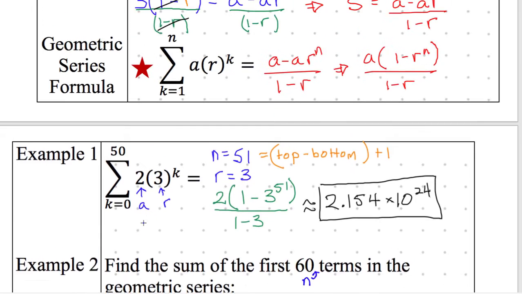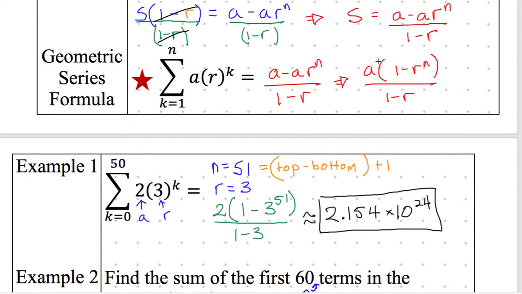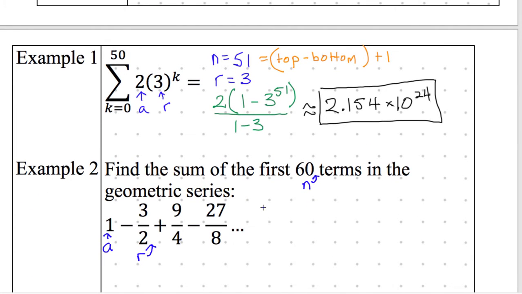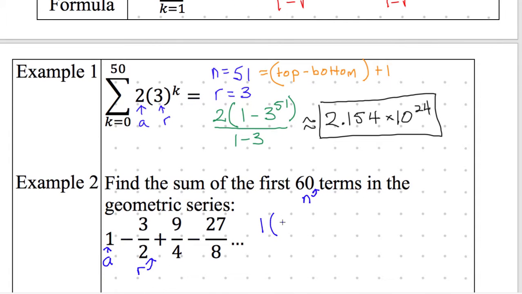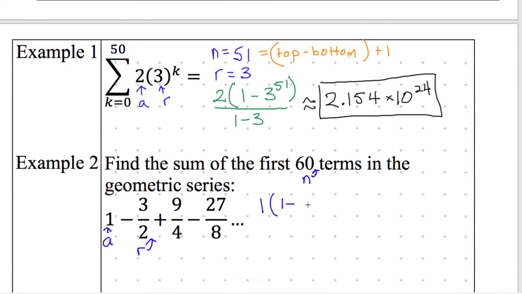All right, so we're using our formula. I'm pulling out the a. So I have 1. That's my a, and it's going to be times 1 minus this common ratio, which is -3 halves. Okay, parentheses matter here. This negative is inside the parentheses. It has to be inside the parentheses. To the power of 60. All of that over 1 minus -3 halves.